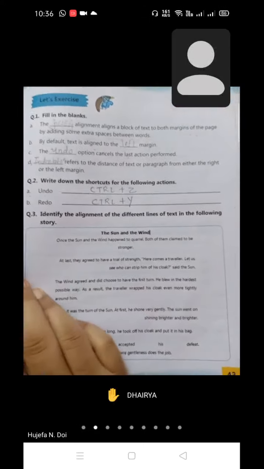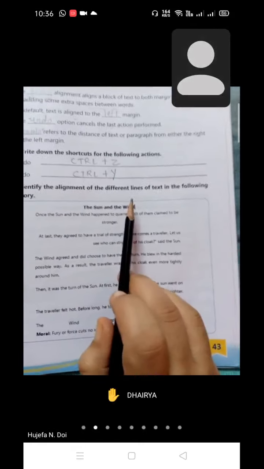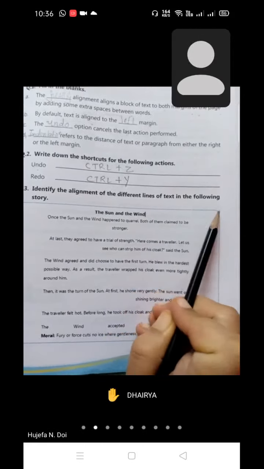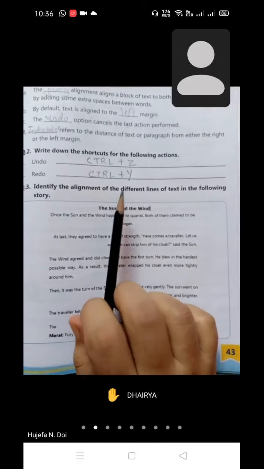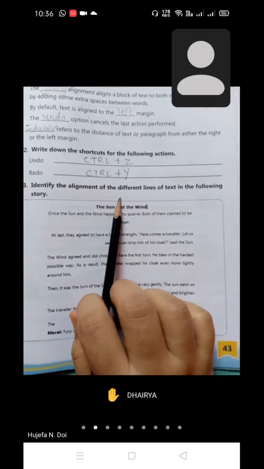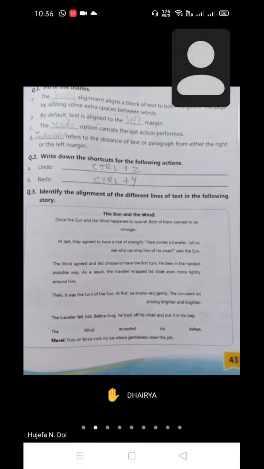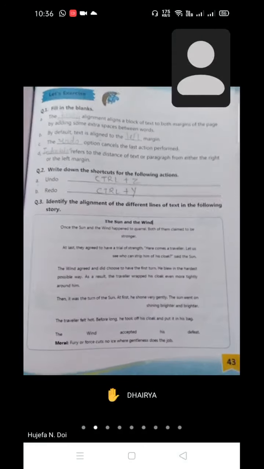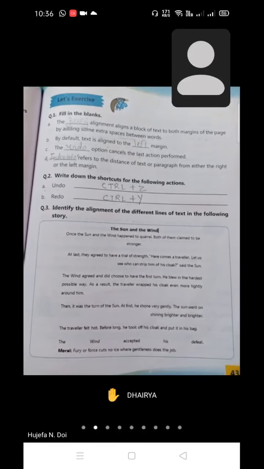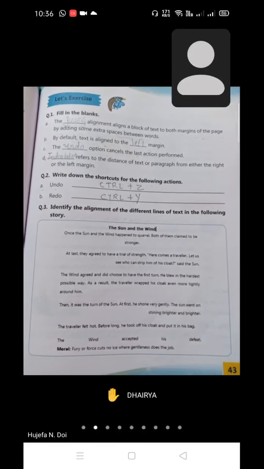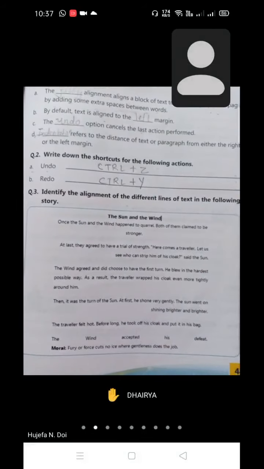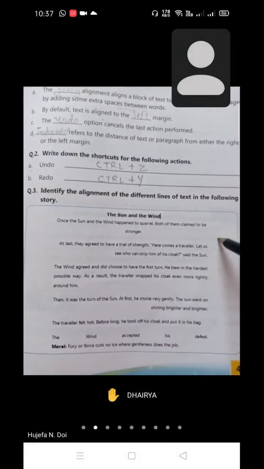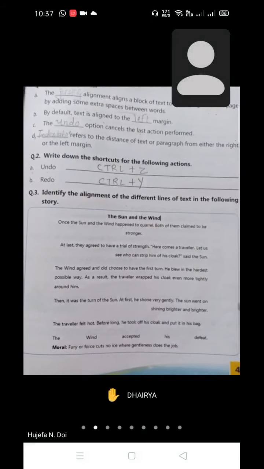Question number 3. Identify the alignment of different lines of text for the following story. Remember students, this type of question for 1 mark in the MCQ may be asked कि ये कौन सा alignment है. Firstly, you have to remember there are 4 types of alignment: left alignment, right alignment, center alignment, and the justify alignment. So you have to remember everything, and in the exam if it is asked, you have to identify the alignments.